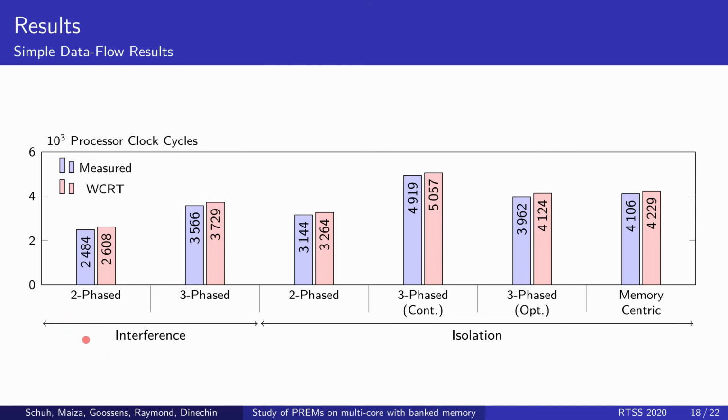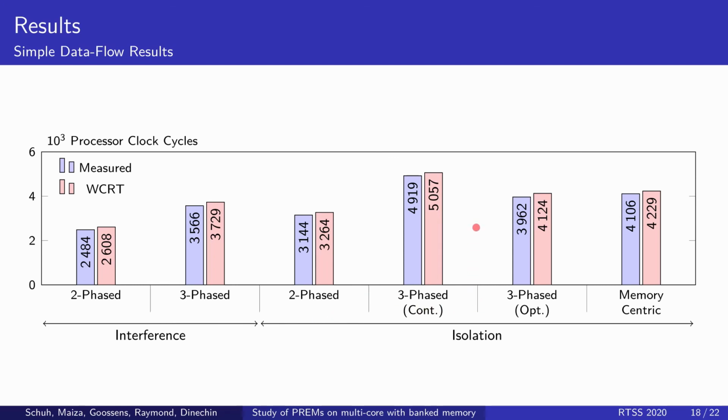Comparing the different memory partitioning models, either allowing interference or in isolation, we can see that the two-phased with interference has lower execution times than the two-phased in isolation. And the same thing happens for the three-phase with interference if we compare with all the three-phase models in isolation. And now comparing the execution partitioning models, if we look at the two-phase with interference against the three-phase with interference, we can see that the two-phase has lower execution time, and the same thing happens for the isolation. So a two-phase model is always better.